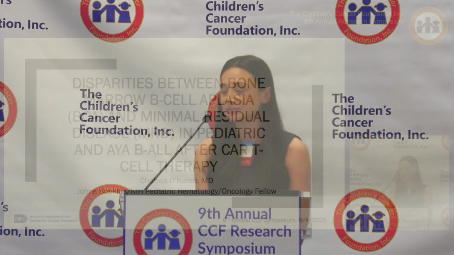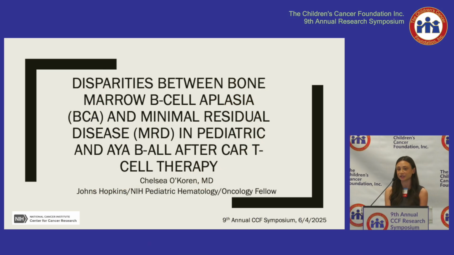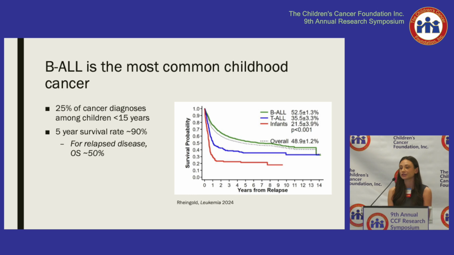So I'll be talking about disparities between bone marrow B-cell aplasia and minimal residual disease in pediatric and AYA B-ALL after CAR T therapy. As we've already learned today, B-ALL is the most common childhood cancer, making up about 25% of cancer diagnoses amongst children less than 15 years of age, with a 5-year survival rate of about 90%. But for relapsed disease, that unfortunately does decrease by quite a bit. It is about 50%. As we can see in the curve on the right, the green line is representing relapsed B-ALL with a survival rate of about 50%.